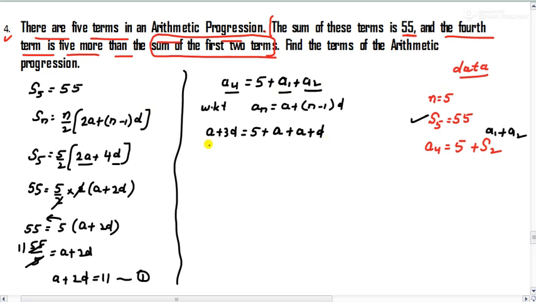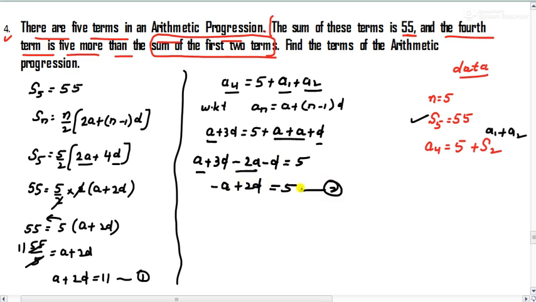Fine. So now just bring all a and d to the LHS and the number to the RHS. So a plus a is 2a, and this is d, that is minus d, which is equal to 5. So 2a minus a is minus a, and 3 and d is how much? Plus 2d, which is equal to 5. This is equation number 2. Any doubt? Understood?